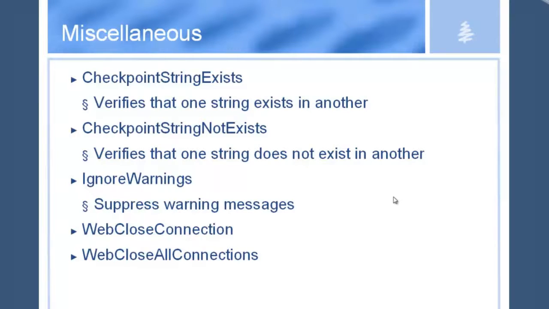There's an ignore warnings message to let you suppress warning messages. Load tests often can lead to lots and lots of warning messages, sometimes ones that you expect because of the type of application you've got. So you can actually turn those off so that you don't fill your results back with a lot of warning messages that you know are there. And then just for cleanup purposes, there's a web close connection or web close all connections that you clean things up for your scripts if you want to try to close all the connections down from your side.